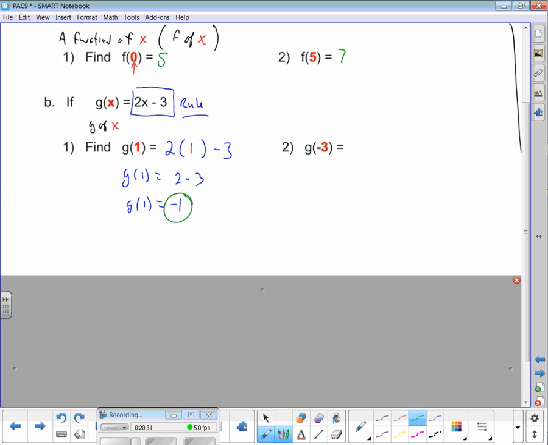Guy 1 is dating girl negative 1. We didn't see the list, but we had a rule that allowed us to figure it out. And so go ahead and do g of negative 3. Go ahead and find the answer to g of negative 3.